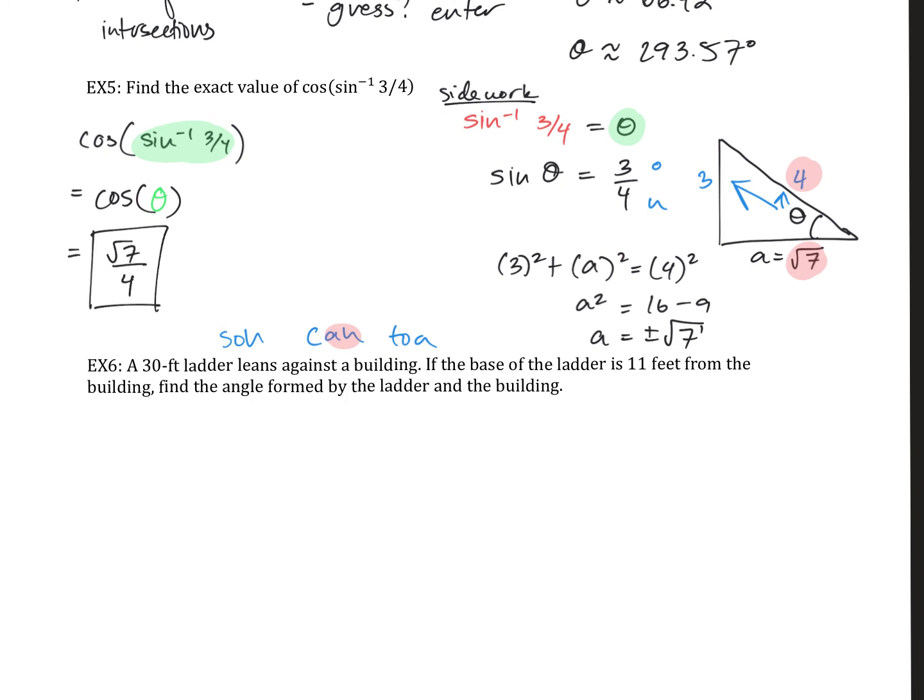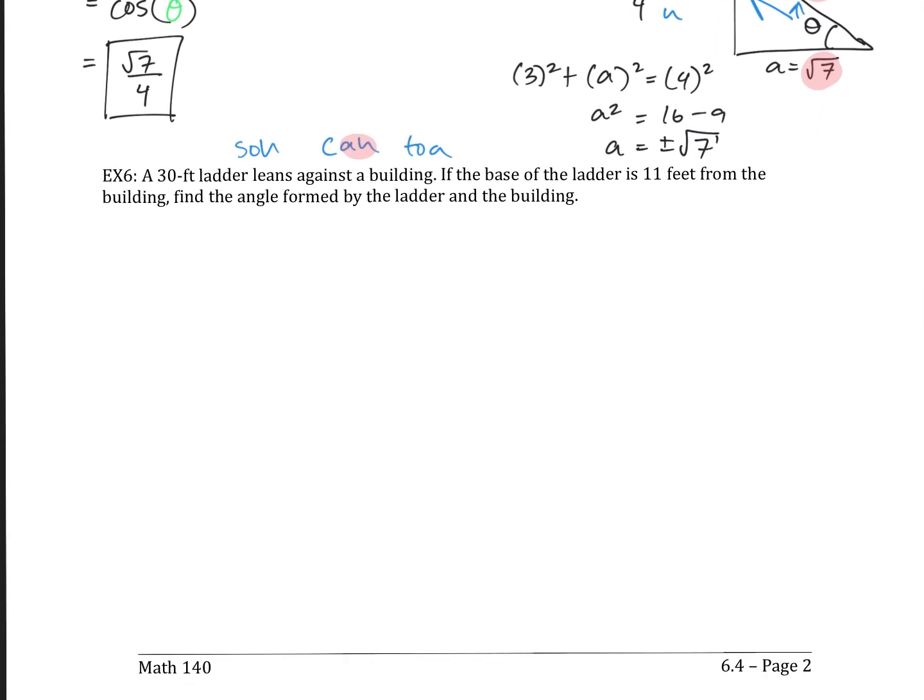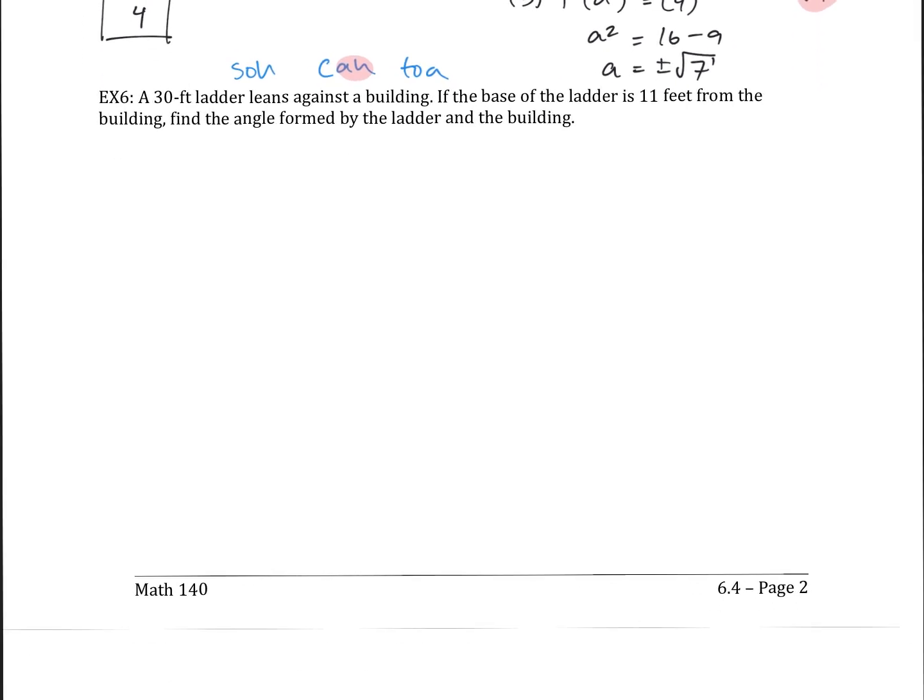So this one was kind of sneaky. We had to use sort of a substitution. You didn't have to, but this was a way to solve it. You could use the substitution because we couldn't do the cancellation with the inverse. Now let's look at example 6.